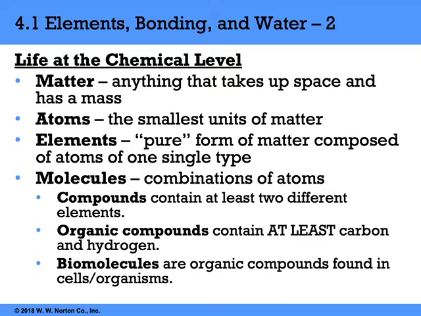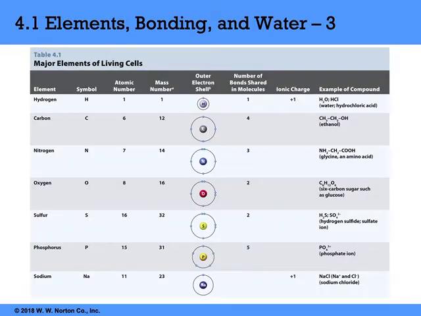Okay? The way that the elements attach to each other is through the production of what are called chemical bonds. And we'll find out that within a molecule there are two kinds of chemical bonds that we can describe. There are ionic bonds and there are covalent bonds. Okay? You can see some examples of different elements in living cells here.